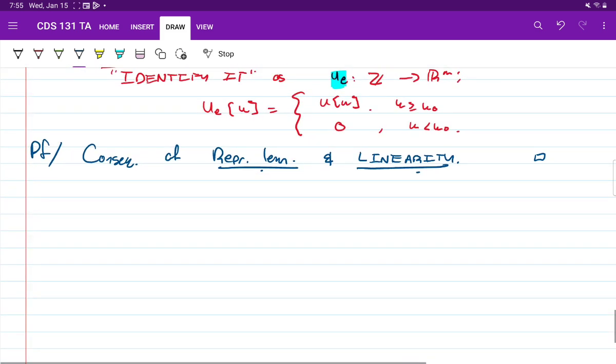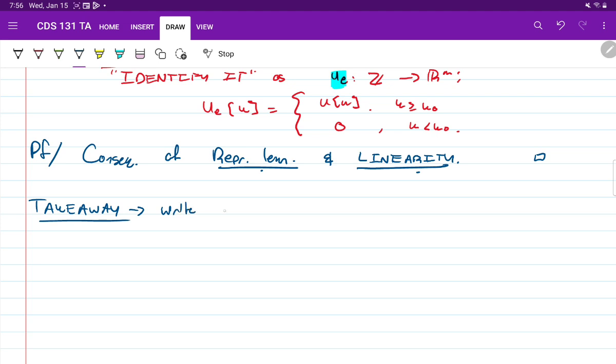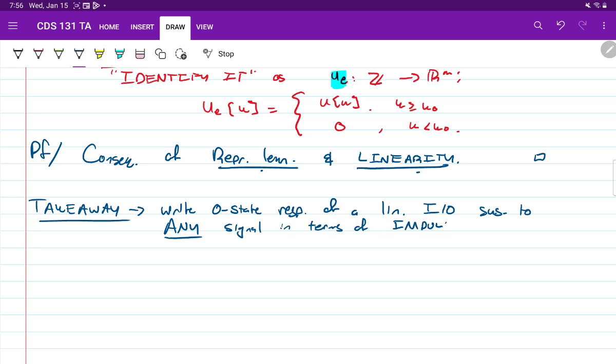Okay, very cool. So let's summarize. Our main takeaway is that we can write the zero state response of a linear I/O system to any signal in terms of the impulse response. Okay, so this is really nice. This gave us a huge simplification of our original formula.